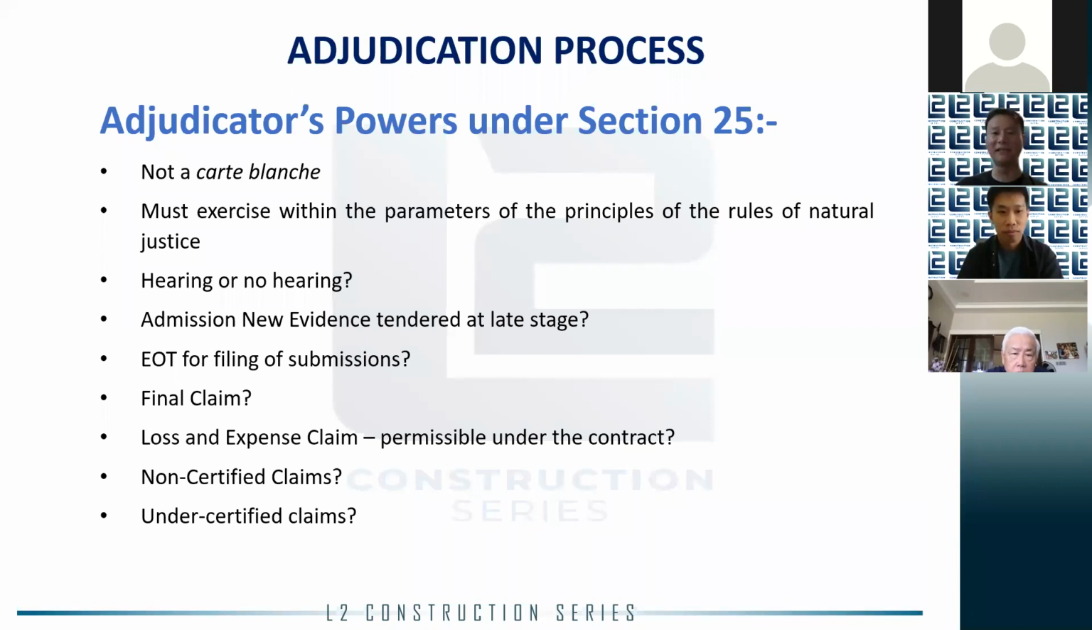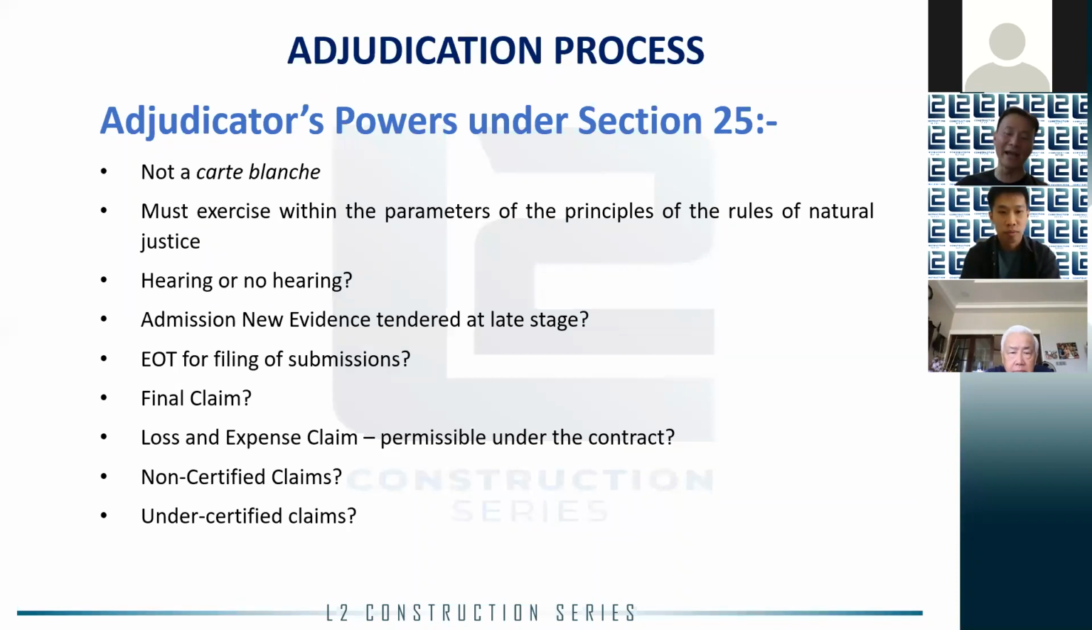Final claim, it has been settled. You can now file a final claim, payment claim in CIPAA. There were some uncertainties, but after the Martego decision in the Federal Court, it is confirmed now that you can launch a payment claim based on final claim or final account. Loss and expense is also permissible already, so then there's actually no issue about that. But the only catch is that loss and expense claims must be expressly allowed under the contract.